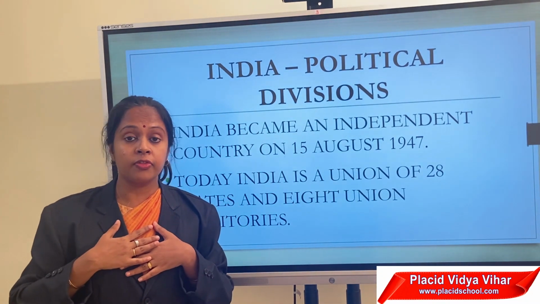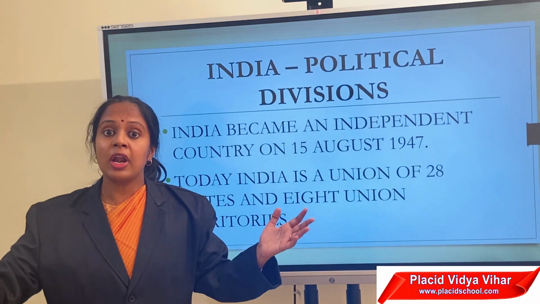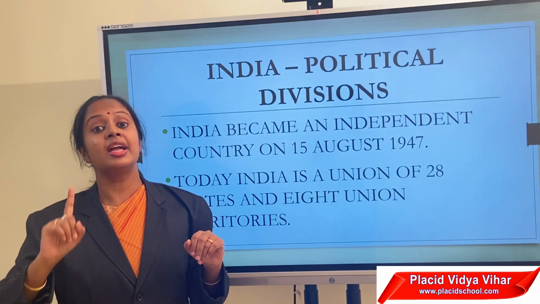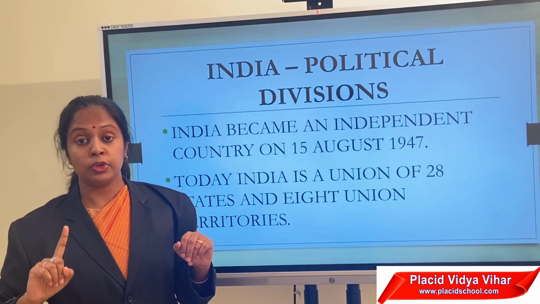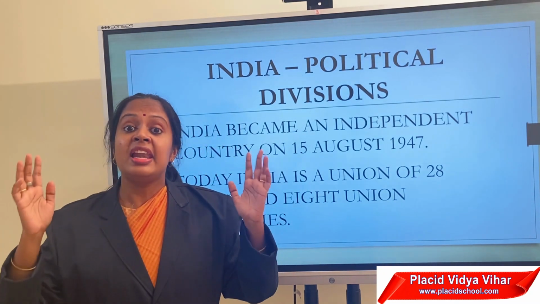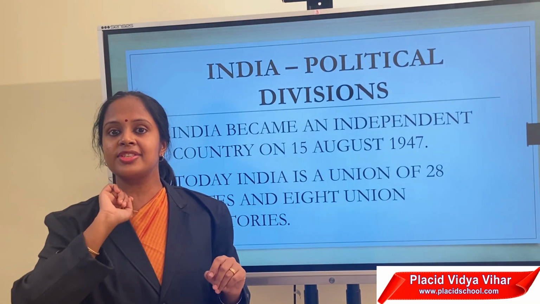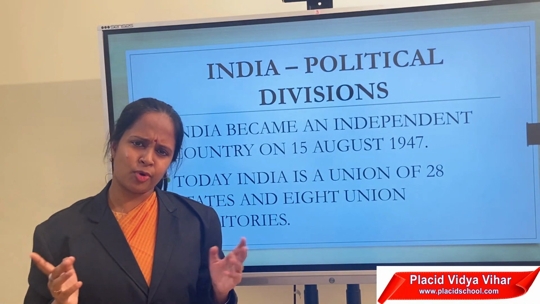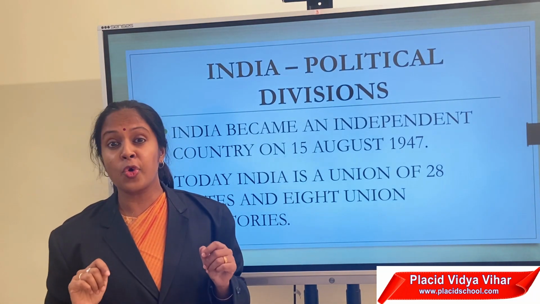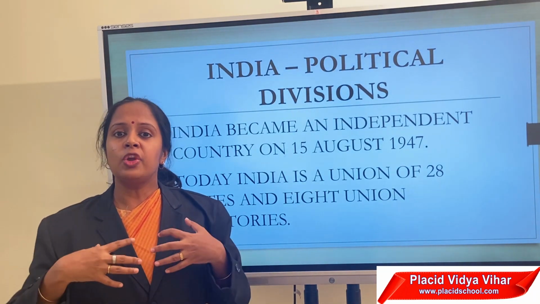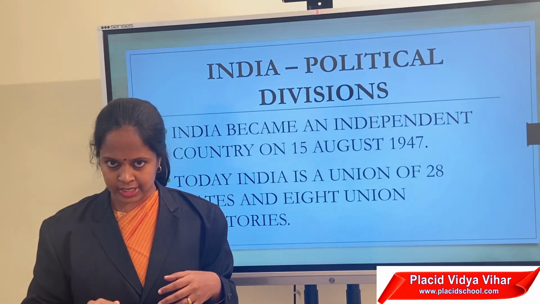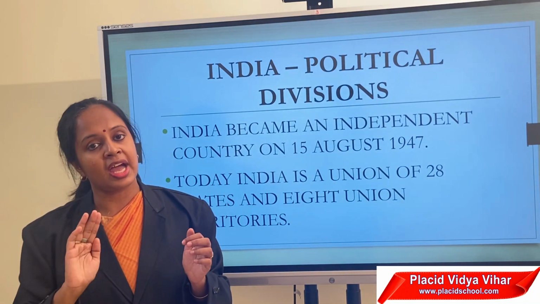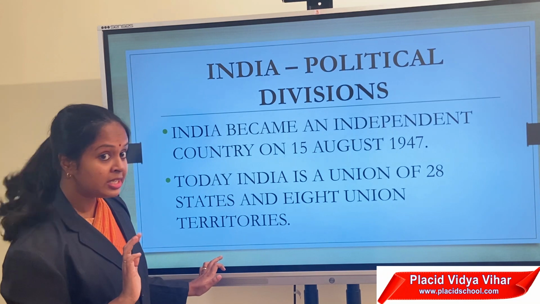We all are part of Kerala state, right? In India we have a total of 28 states and 8 union territories. You know, Rajasthan is the largest state in India. And which is the smallest state in India? Goa is the smallest state in India. So India is a union of 28 states and 8 union territories.